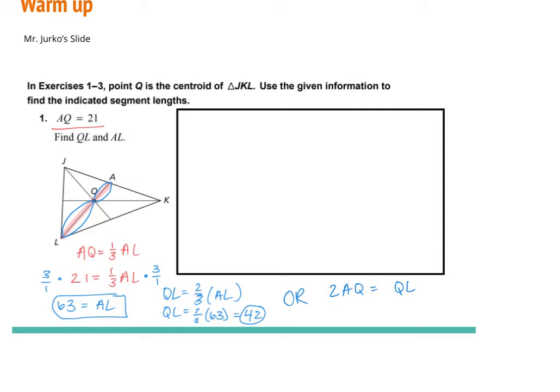Okay? I'm just doing it the exact same way. So we know what AL is and we know what AQ is. So let's just plug in AQ. 2 times 21 equals QL. We get 42 equals QL. Either way is fine, okay? So you can use the 1/3 and 2/3, or you can use, okay, I know that AQ times 2 will be QL. I'm just going to multiply it by 2.